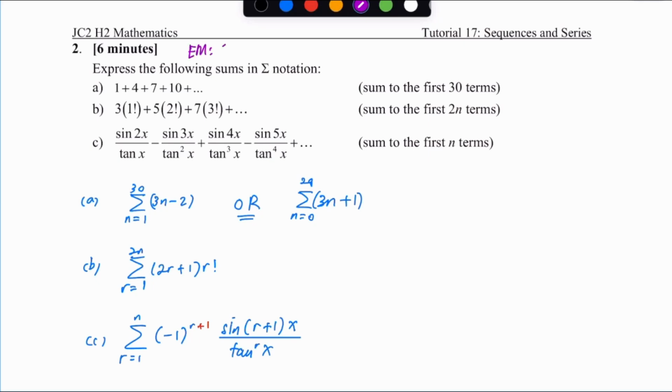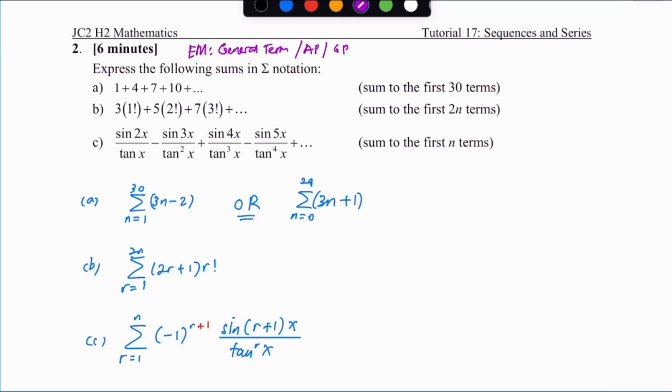Okay, E-Math general term from your number patterns chapter. There's also the AP, there's also the GP general terms. Okay, so let's take a look at the first one. We have 1 plus 4 plus 7 plus 10. So what is the general term?